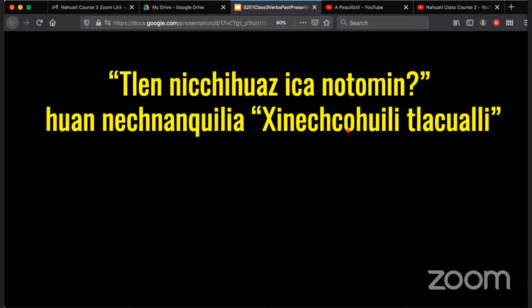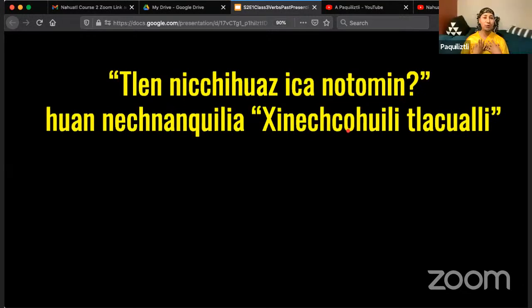So here she's saying shinechkowili, buy it for me. And then it's tlacuali, food, buy me food, basically is what she's saying. Now what makes a distinction in a lot of verbs between if I just buy something versus if I buy it for you or from you.